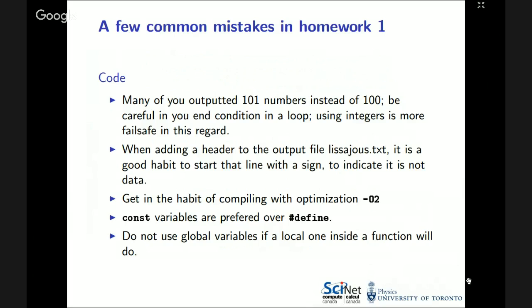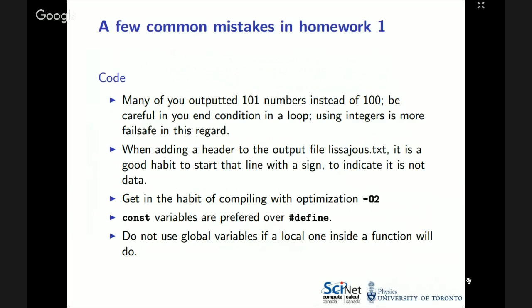We asked for 100 numbers to be outputted, and many of you got 101. So that's an off-by-1 error. You could say that's not so bad because you get more than what you asked for. But if this is a part of a larger program and the next step requires exactly 100 points, it wouldn't work. So just to be precise, when there's 100, it should be 100.